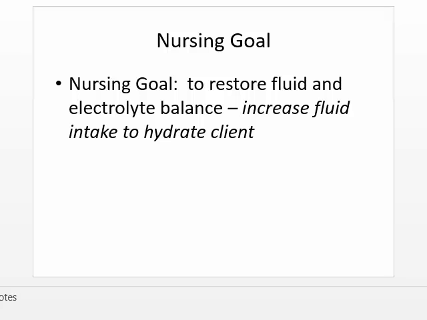And we're going to monitor their BUN and hematocrit levels, and we should be starting to see those return closer to normal. And again, we're going to monitor that fluid replacement so that we don't go from being underhydrated to overhydrated.